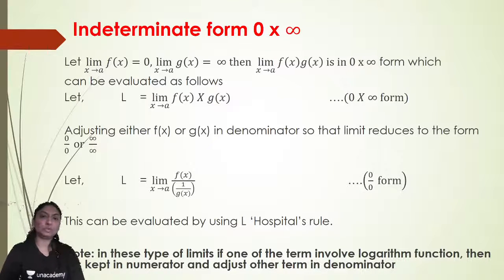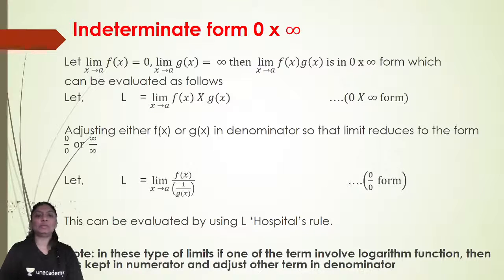So first of all, suppose the limit of f of x as x tends to a is equal to 0, and the limit of g of x as x tends to a is equal to infinity. Then the limit of f of x into g of x as x tends to a is in the form 0 into infinity, which can be evaluated as follows.